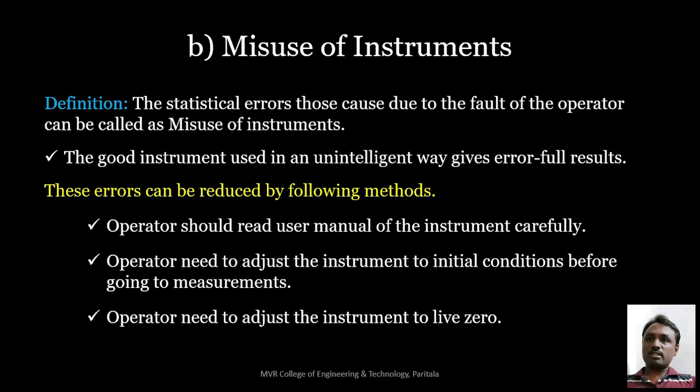We have to set that knob at the 0 position before going to the measurement, so this can be called live zero. This can also be called the initial conditions of the instrument. By adjusting live zero, we can get good results. To avoid this type of misuse of instrument errors, we have to know the manual of the instrument beforehand and make the initial adjustments as well as the live zero adjustments.